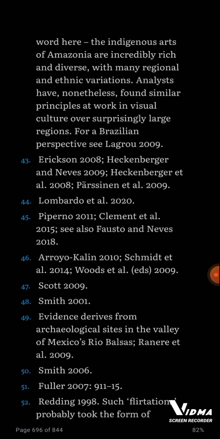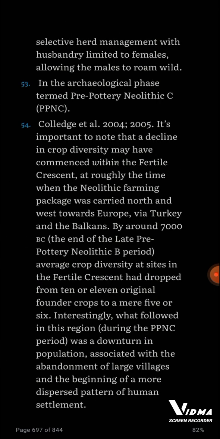Evidence derives from archaeological sites in the Valley of Mexico's Rio Balsas, Ranieri et al. 2009, Smith 2006, Fuller 2007, 2011, 2015, Reading 1998. Such filtrations probably took the form of selective herd management, with husbandry limited to females, allowing the males to roam wild.